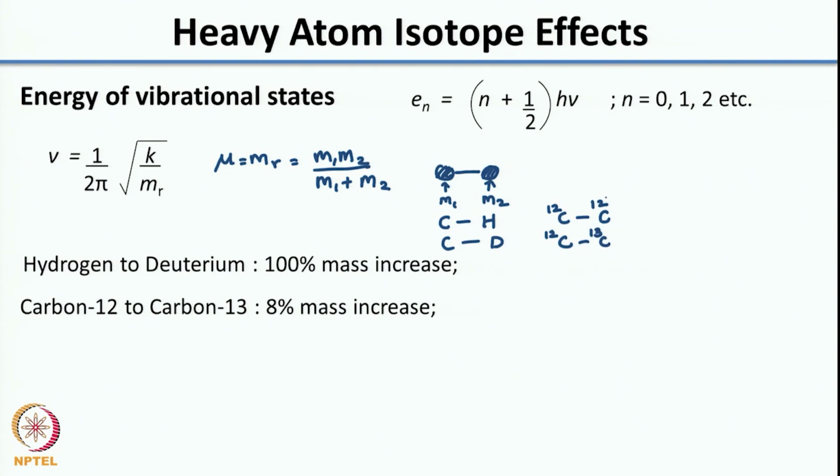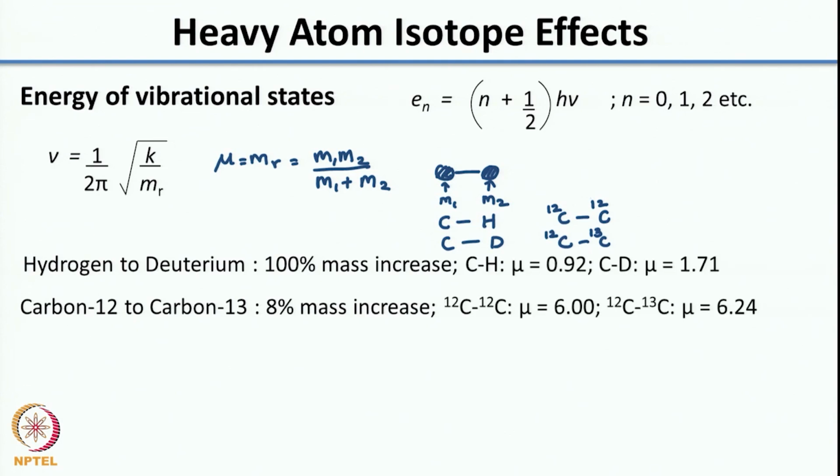So go ahead and also now calculate the reduced mass for the carbon 12 carbon 13 and carbon 12 carbon 12 bond. Alright, so let us see if you have the correct answers. In the first case, for the hydrogen to deuterium replacement, you would get a reduced mass of 0.92 for CH and for CD it would be 1.71.